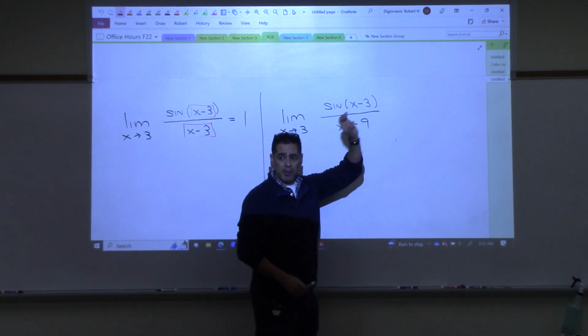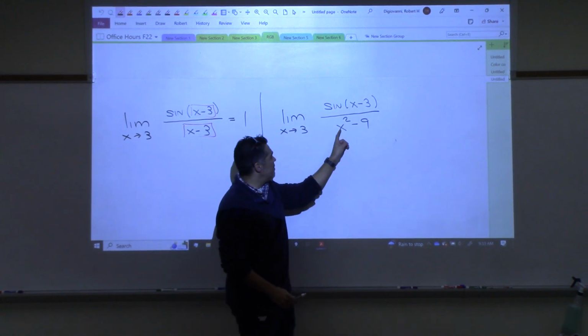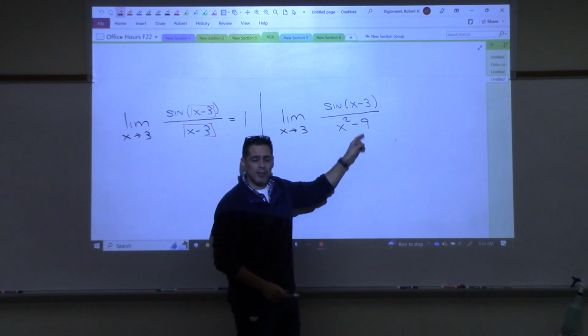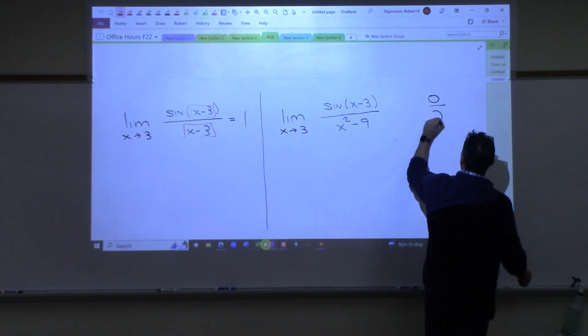Sine of 0 is 0. So we get 0 on top. On the bottom, 3 squared is 9. 9 minus 9 is 0. So we do get the 0 over 0, right? That is bad.